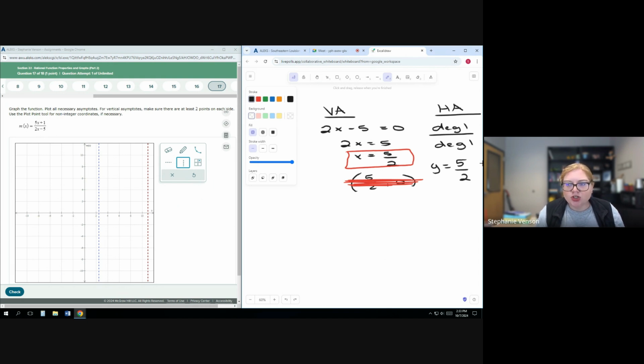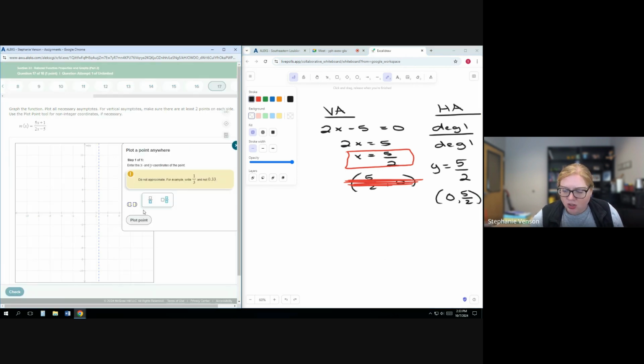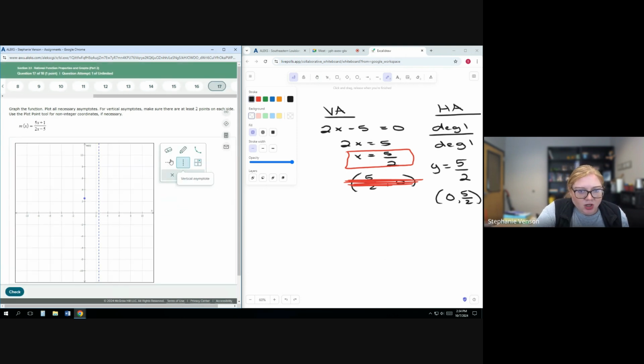Again, we're going to use our little trick of plotting a point, but this time since it's at y equals 5 over 2, we're going to plot the point 0, comma 5 over 2. So I'm going to take my plot a point tool and plot 0, comma 5 over 2. You can see it plotted a point there. I'm going to click my horizontal asymptote tool and click right on that point. Now notice that the point itself did not go away this time, but I need it to go away because I don't know that that's a point on the function.